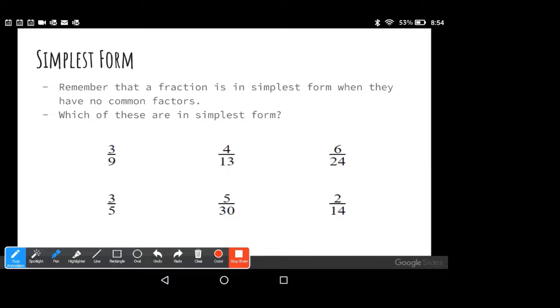Look at these 6, pause the video, and try to figure out which ones are in simplest form. So which ones cannot be reduced any further.